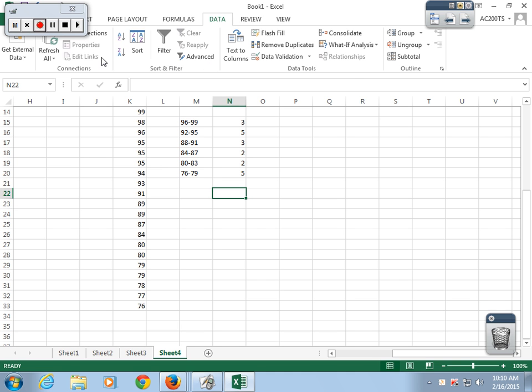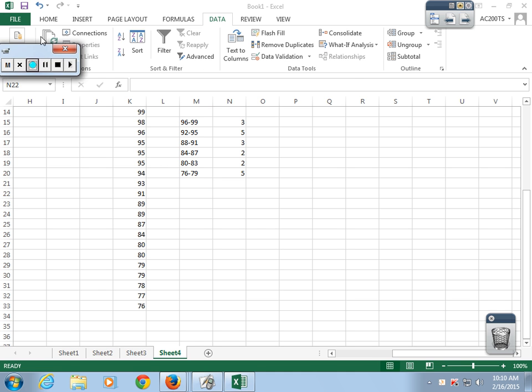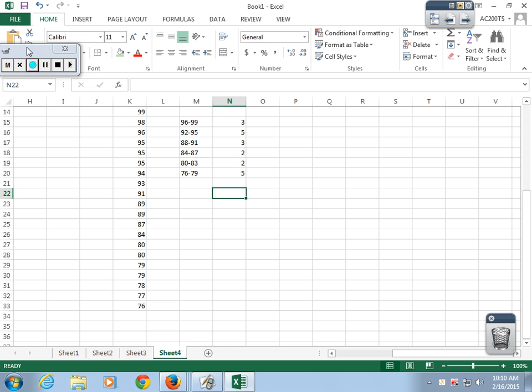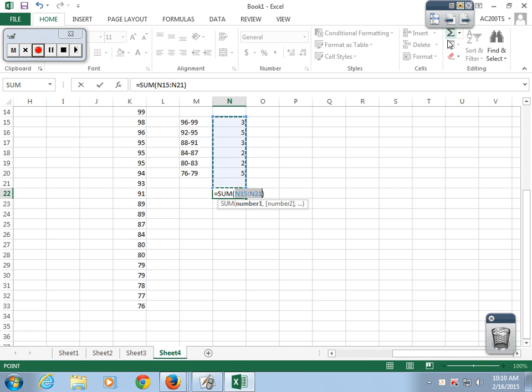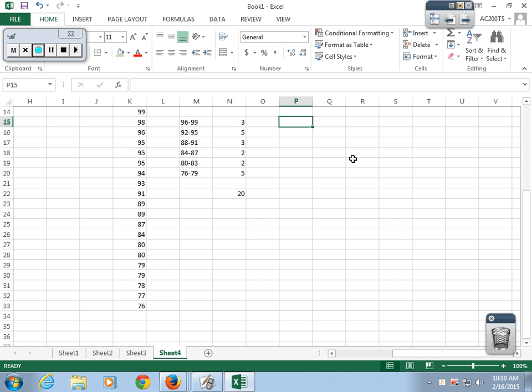Okay, I'm going to do this, but I'm not going to type in the answer. I'm sorry, it takes too long. Summation. There's that. So equals this guy divided by this guy, F4, locks it. And there's your percentages. I'm sorry, your, what do they call it? Relative frequency.